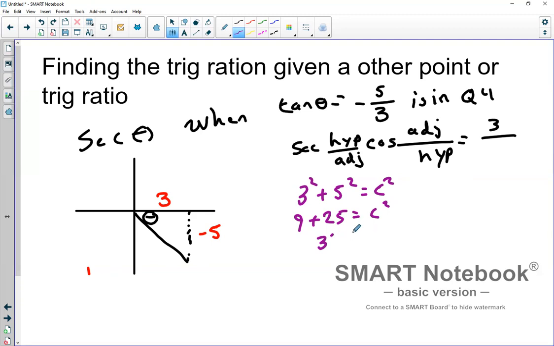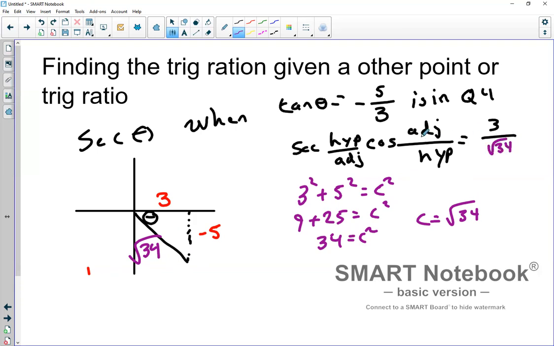9 plus 25, 36. Does it actually work? No, it's 34, my bad. 34 equals c squared. So it's going to be c equals square root 34. My bad there. I thought I just found a new Pythagorean triple, but I'm just being silly. But here it is, square root 34. So because this is square root 34, we know our hypotenuse is square root 34.